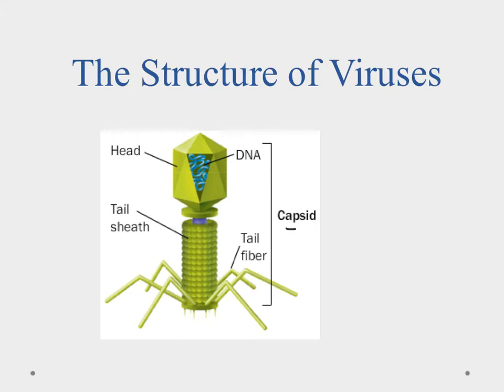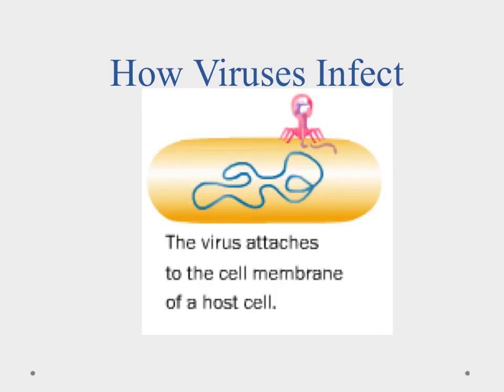The first is this protein capsid here, and this is going to be the outer shell. So it's made up of a head here, it has the tail sheath here, and then the little tail fibers here, and those are all proteins. The other structural part of a virus is the DNA that's found inside of the head here. Okay, so we have the protein capsid, and then we have the DNA material, and that's all that's in a virus.